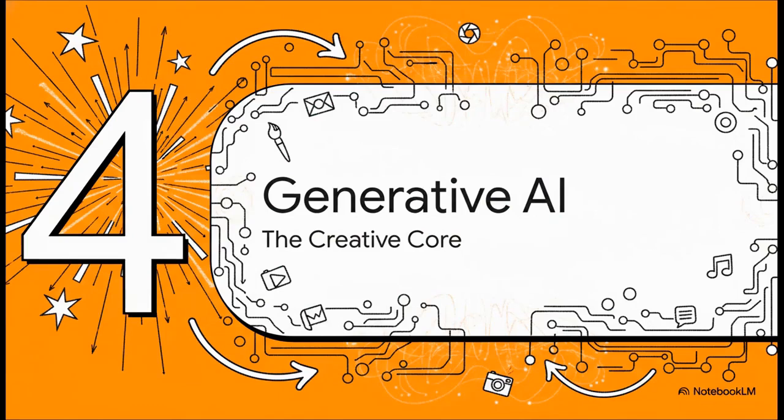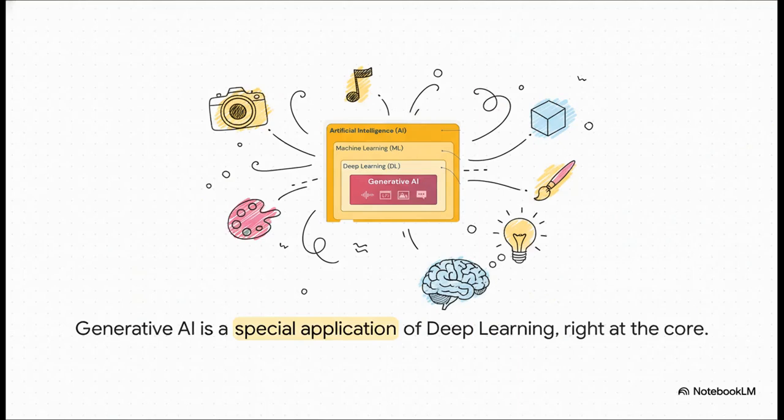Okay, we've done it. We've made it to the very center of our map. This is the technology that has completely exploded into the mainstream and is really driving the conversation today. And right there, at the very heart of it all, is generative AI. And as you can see, it's a specific application of deep learning. It takes all that power from those deep neural networks and uses it for a really special purpose, not just to understand or categorize information, but to actually create something new.